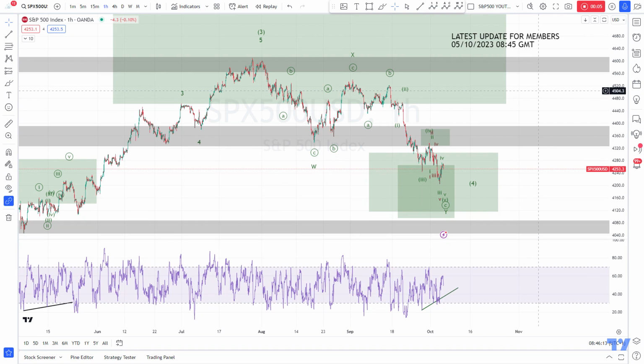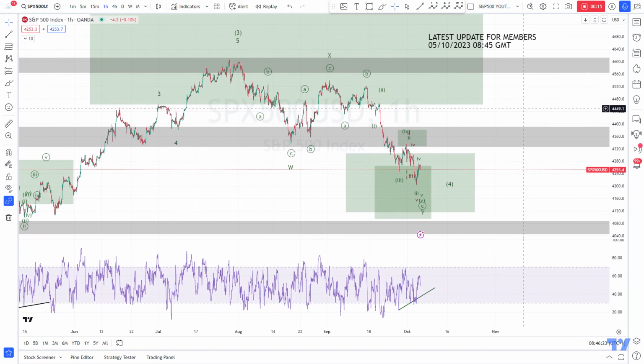Time is around 8:45 GMT and we will have a look at the S&P 500 futures on the Oanda platform. So, quick update, not much has changed.